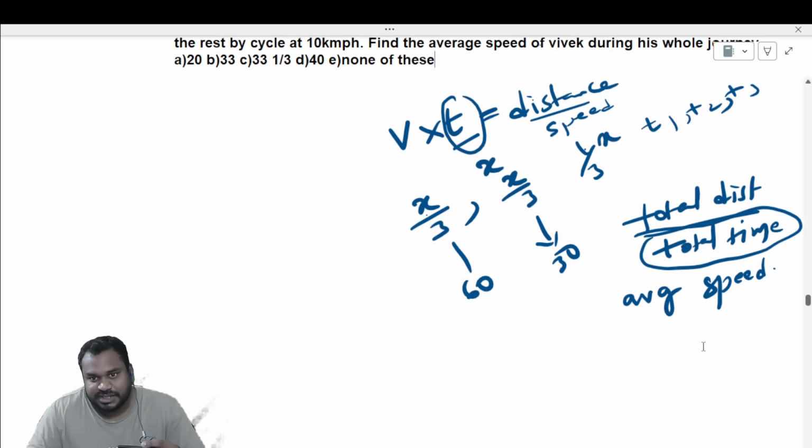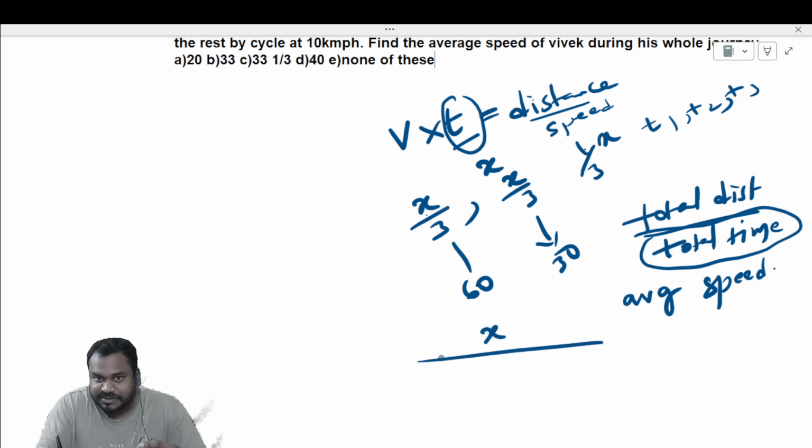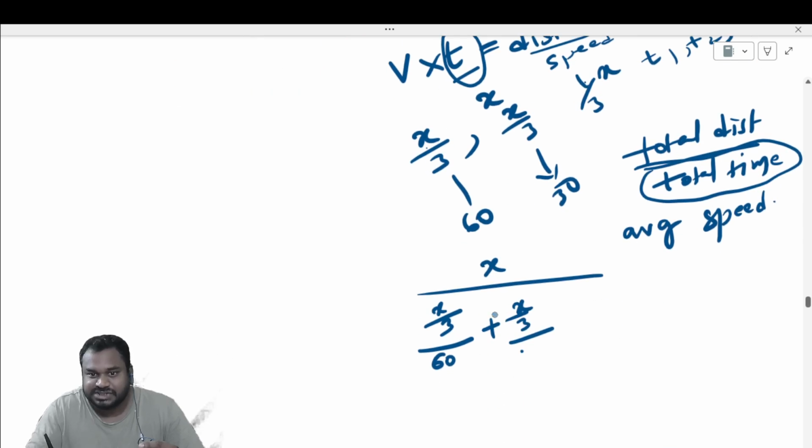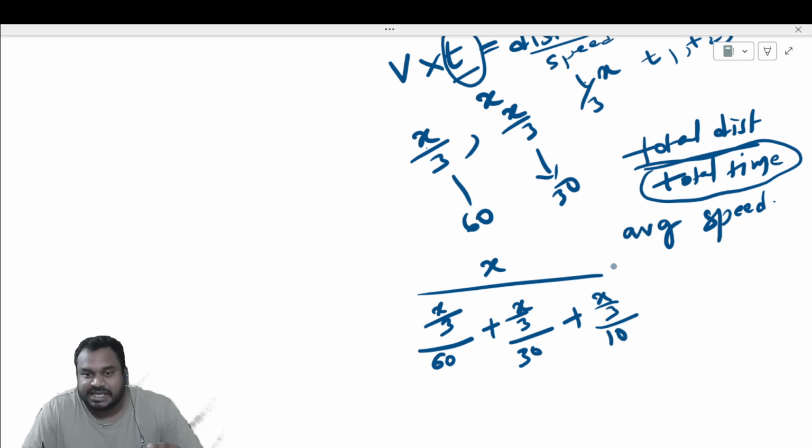So the total distance is x divided by the total time. Time equals distance by speed, right? The first distance is x by 3 divided by the speed, 60 kmph. The second distance is again x by 3, divided by the speed of 30 kmph. The third distance is x by 3 divided by 10 kmph for the cycle. If you solve this, you will get the answer.